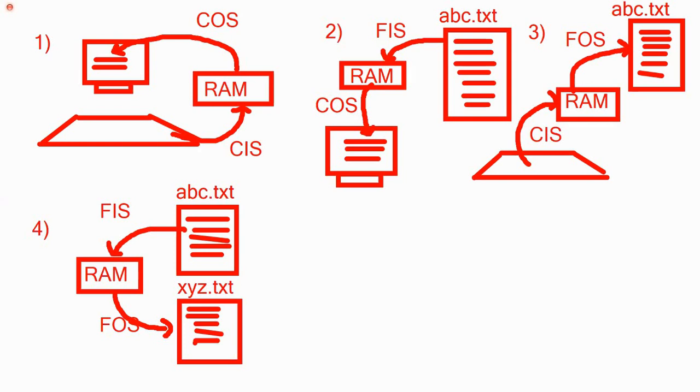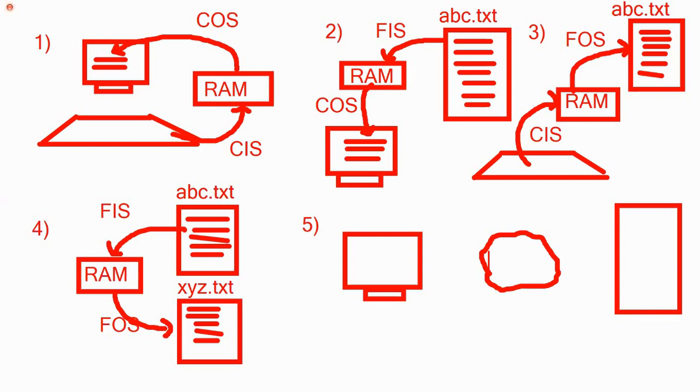File to RAM, RAM to hard disk. That is how it works. Okay. Fifth one, it is client, it is server, here network, LAN connection. It is network: client to server, server to client.